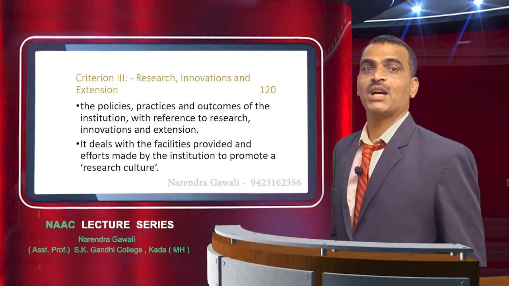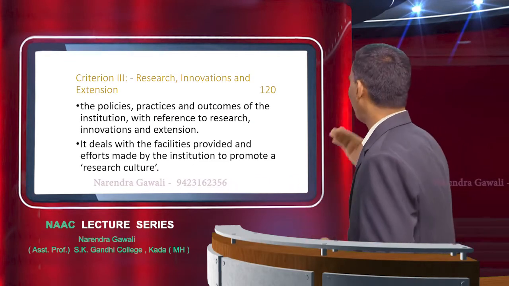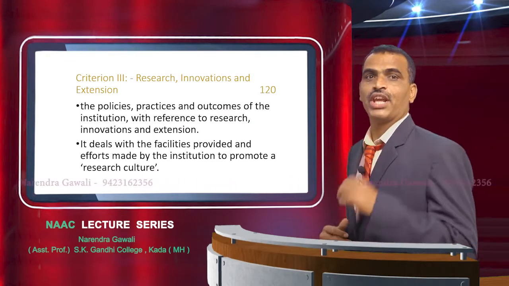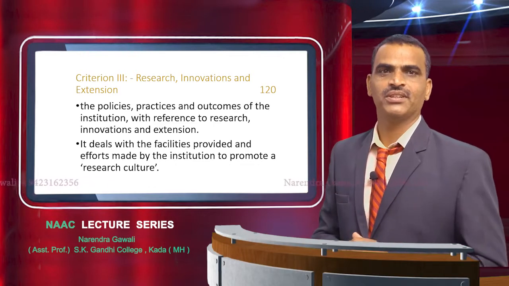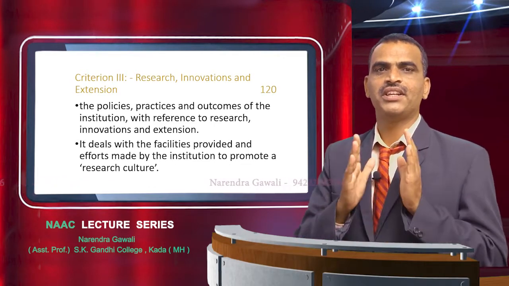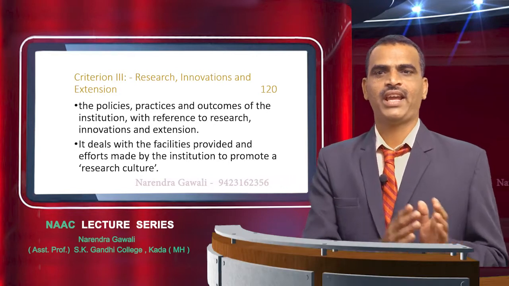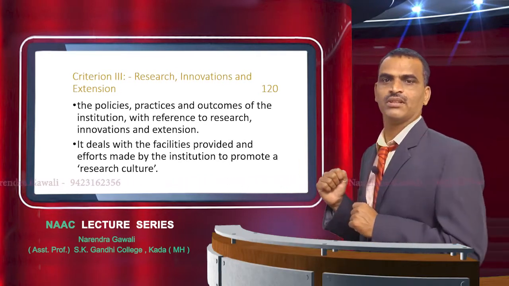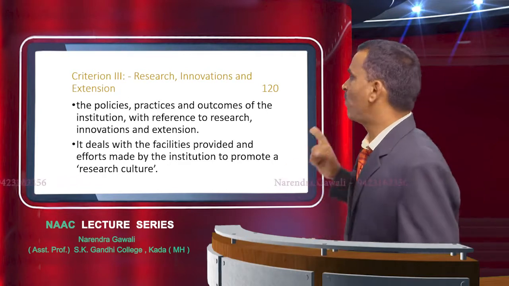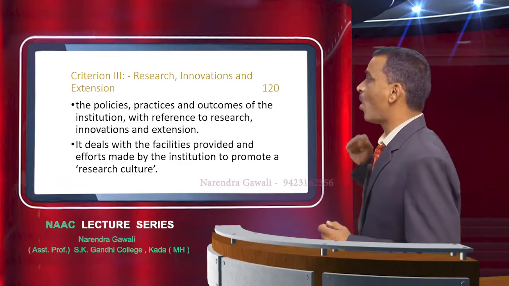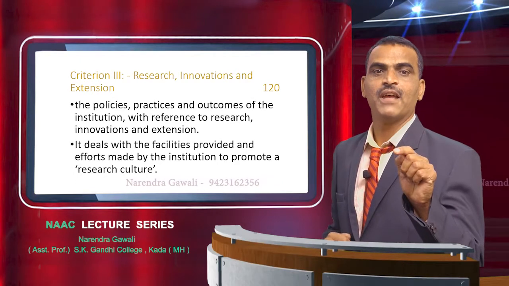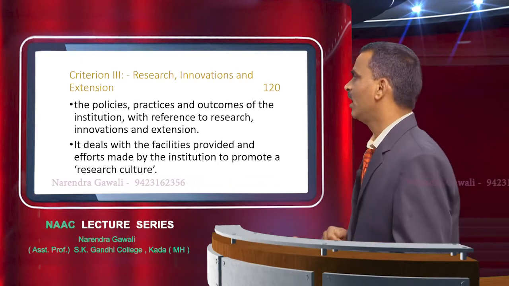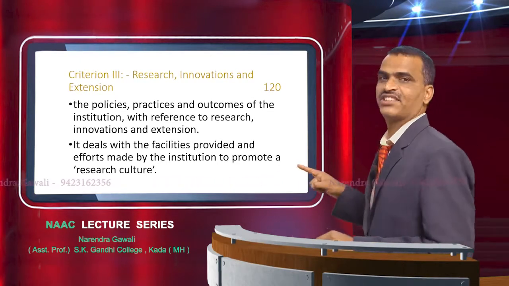Then we come to the third criterion, that is research, innovation and extension. There are also 3 categories: research, innovation and extension. It has 120 weightage out of 1000. Very important. The policies, practices and outcomes of the institution with reference to research, innovation and extension.